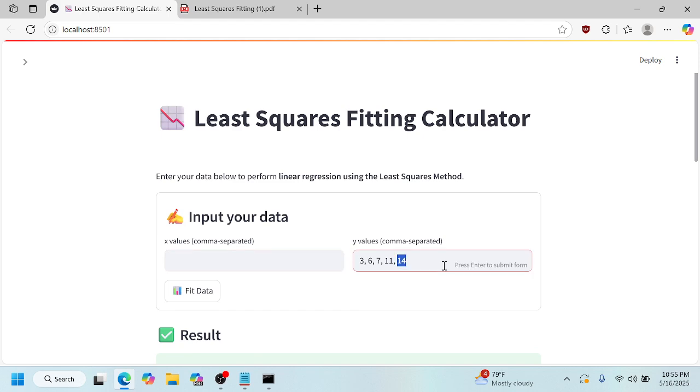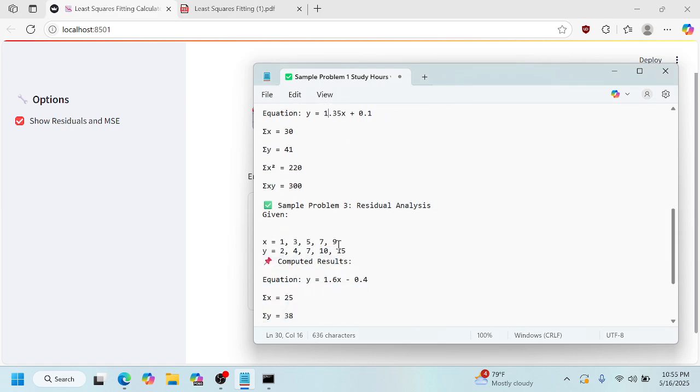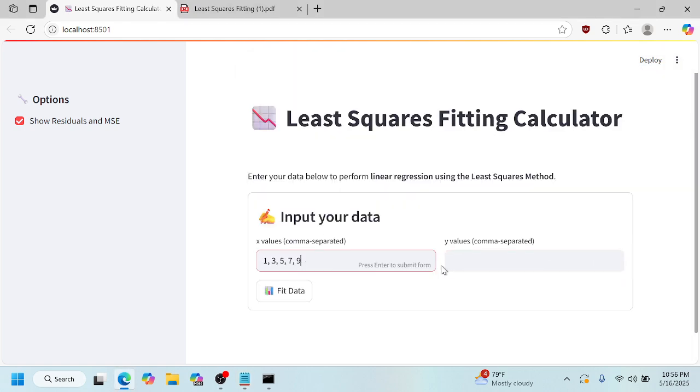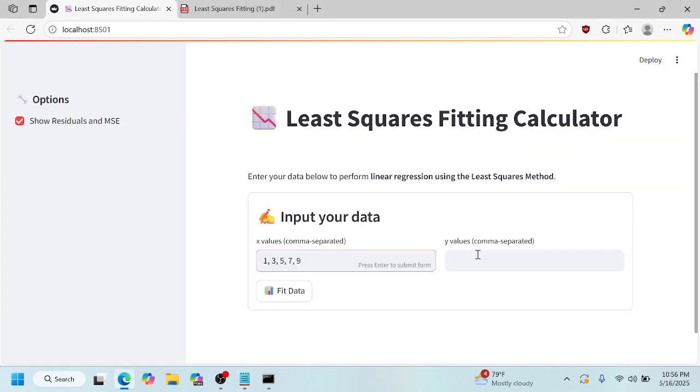For this sample problem, let's turn on the residuals. This tells us how far each actual value is from the predicted value. So we have data points in x values of 1, 3, 5, 7, and 9. And in y values, we have data points of 2, 4, 7, 10, and 15.